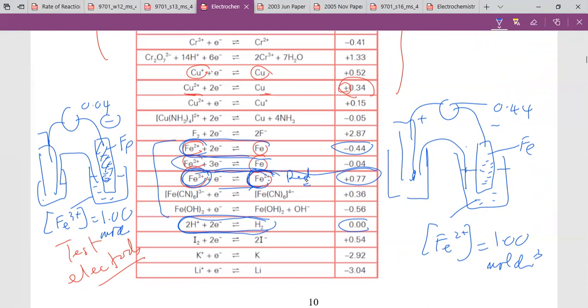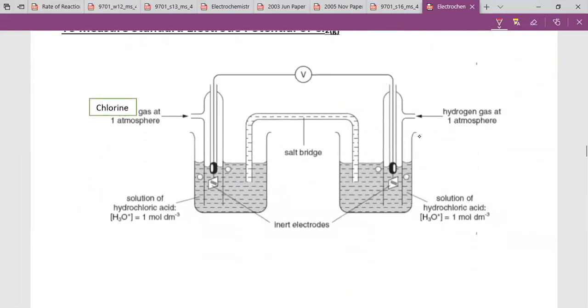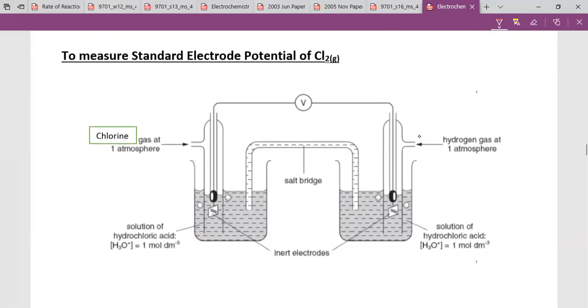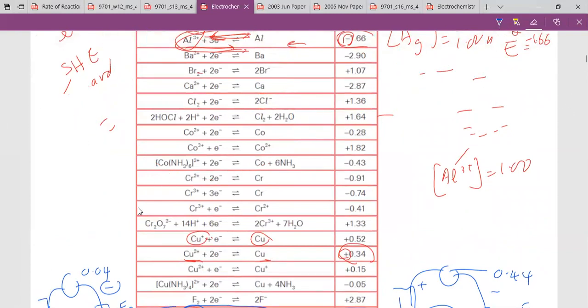Wonderful. Now the last one. What happens if it's a gas? I put down here, it's for gas. So if both are gas, like here, chlorine, now let's do this here. It's chlorine here. All right, last one now, then we finish.